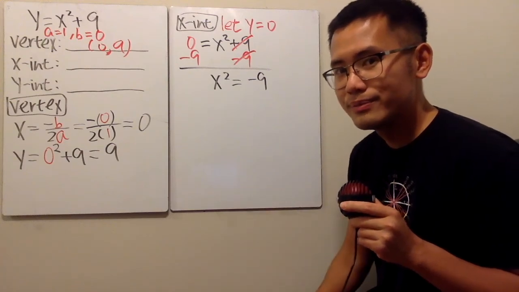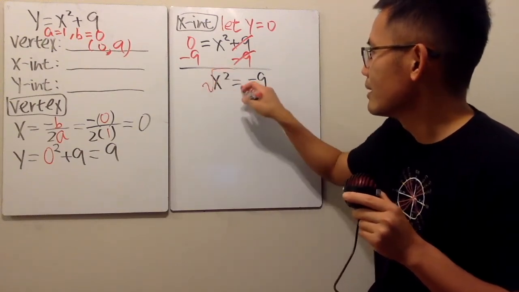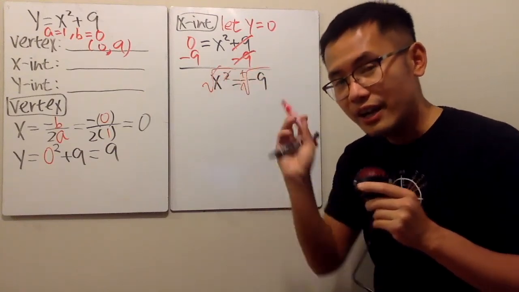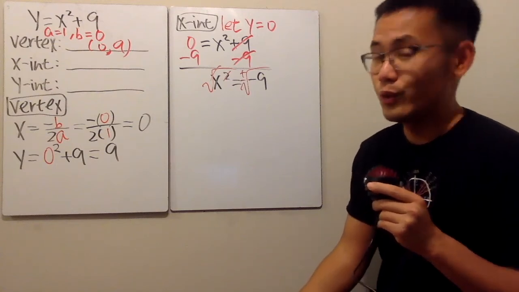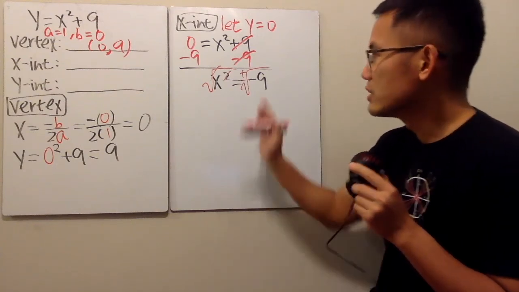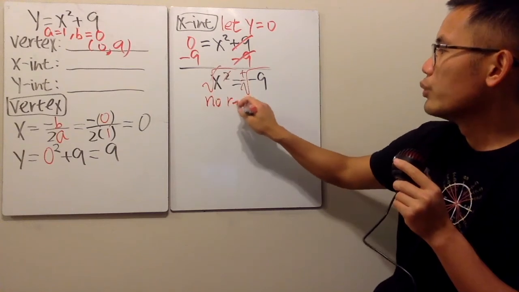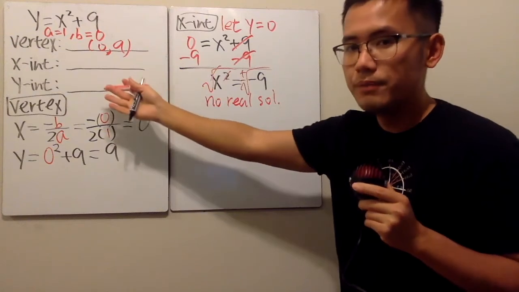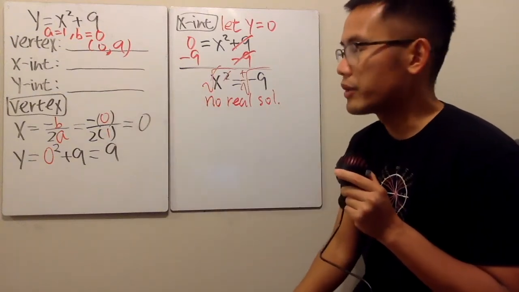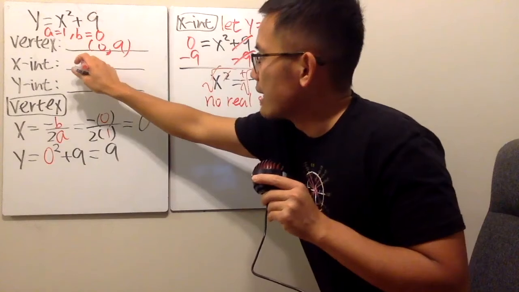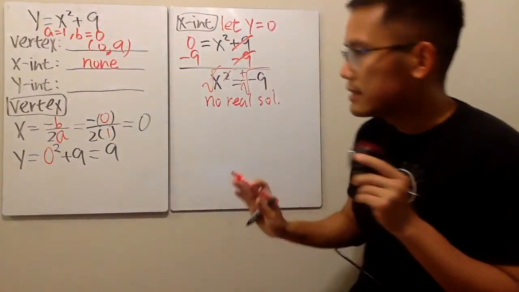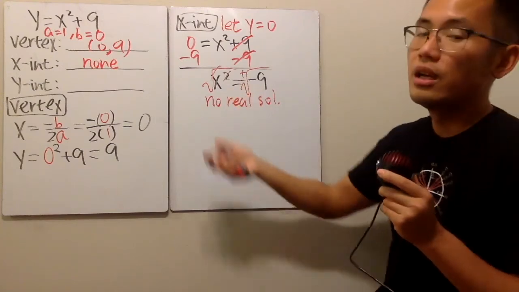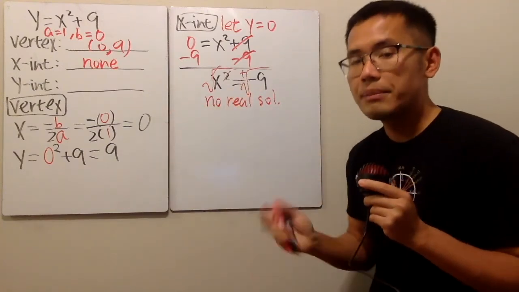And can we continue? If you continue, what happens? Take the square root on both sides like this. But what's this? A negative number inside the square root, and we do not have any real number for that, right? So in this case, we actually have no real solution. However, if you are asking for the x-intercept for the problem right here, then the response is that there's actually no x-intercept. So you just put down none, right? Because if you solve it, there's no solution. Of course, you wouldn't see any x-intercept on the graph.